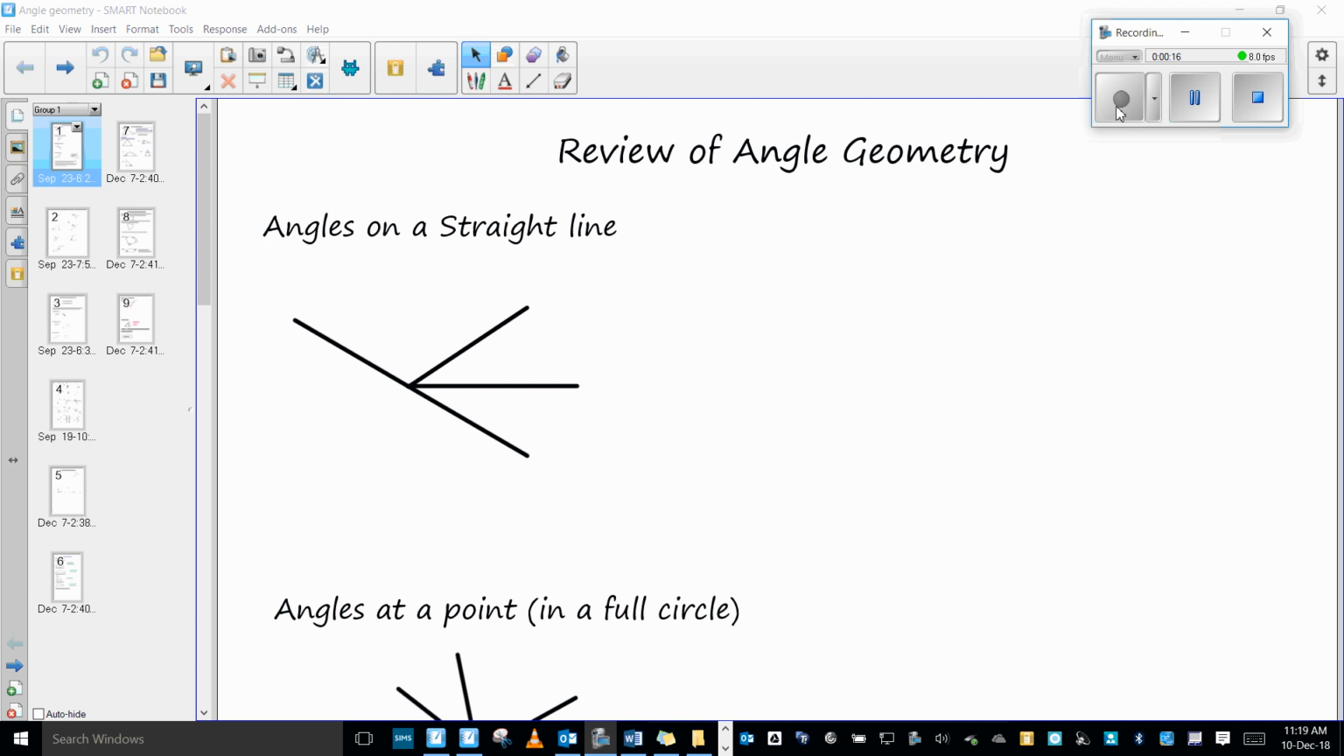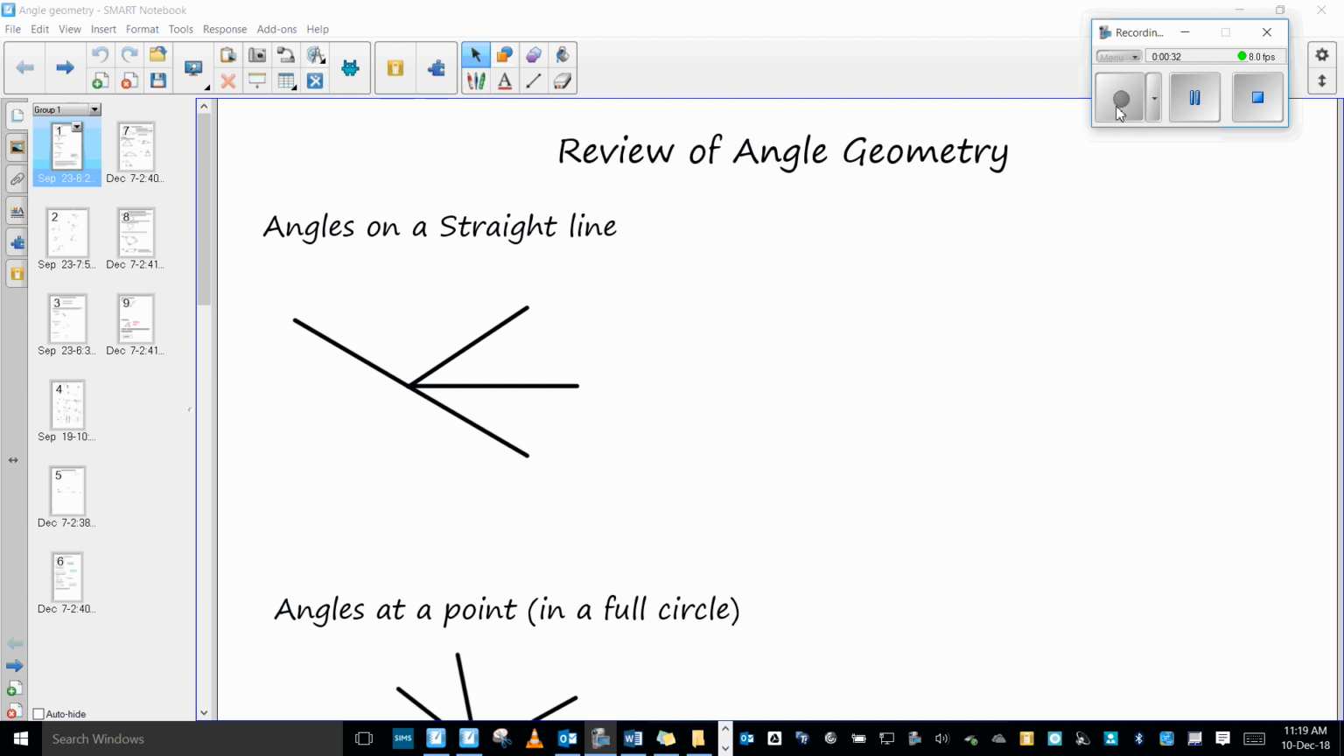What do we know about angles that are sitting on a straight line here? Do we know anything about them? Emma? A line equals 180 degrees. Anything on a line adds up to 180 degrees. Okay, the angles on the line add up to 180 degrees.